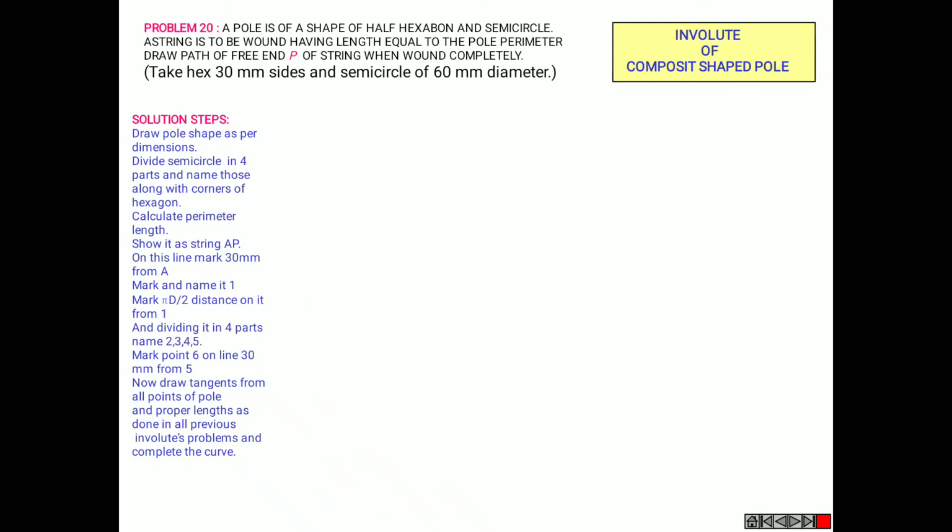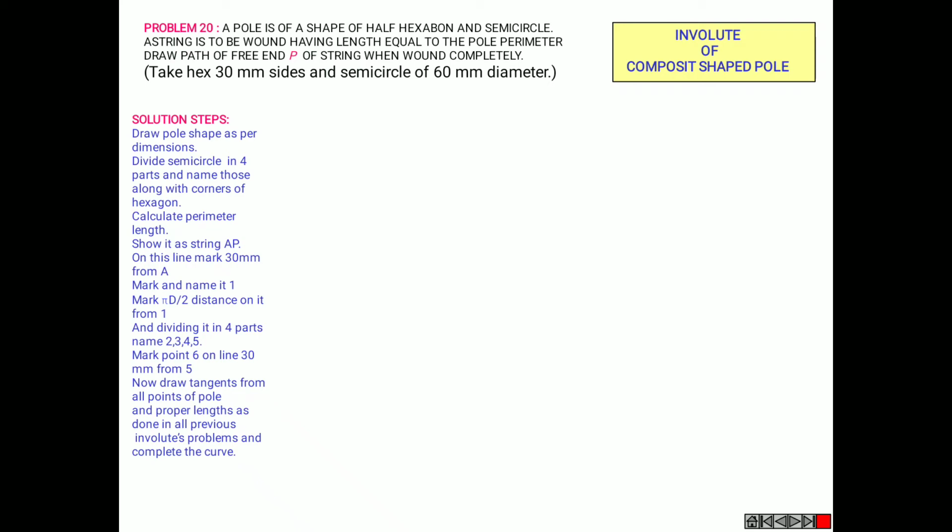See here, the problem number 20. A pole is of a shape of half hexagon and semicircle. The composite shape we took over here is half hexagonal and half semicircle. The semicircle itself is in half, so a pole is of a shape of half hexagon and semicircle.